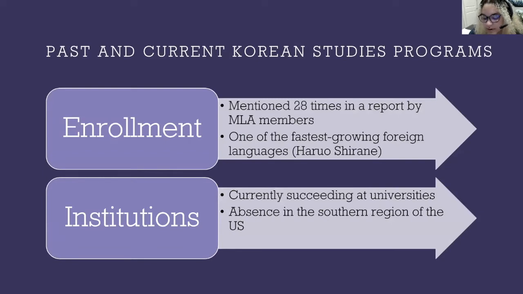In a report by 2 members of the Modern Language Association, Korean was mentioned 28 times in the report. These mentionings were all in the theme of increasing popularity and enrollment. So in certain analyses, Korean was the only language that saw increase in enrollment in institutions of higher education in the United States. Haruo Shirane also said that Korean is one of the fastest growing foreign languages in the United States.